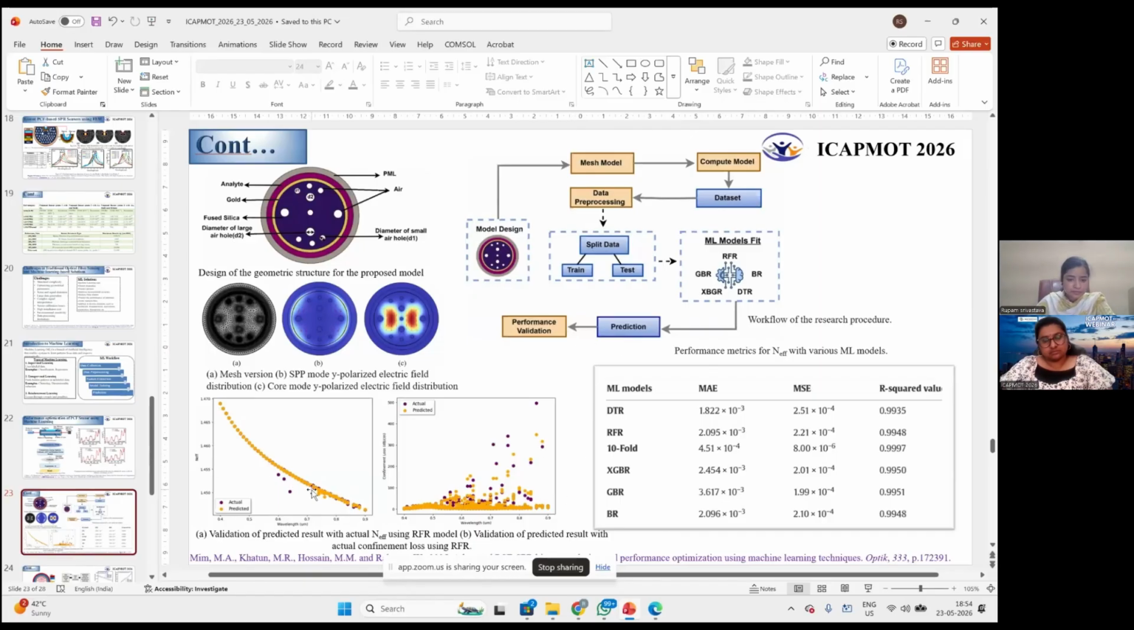So here we can see the comparison for the RFR model, in the graph between effective index and wavelength. The effective index is a very crucial parameter, called the effective refractive index in PCF-based SPR sensors, which is responsible for confinement loss detection. These are the different machine learning models which have been compared, and their corresponding MSE values and R squared values are given in this table.